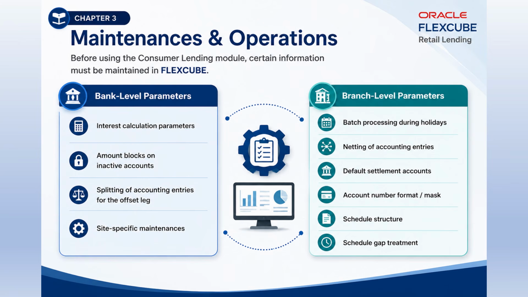At the bank level, this includes parameters such as interest calculation, amount blocks on inactive accounts, splitting of accounting entries for the offset leg, and site-specific maintenances. At the branch level, parameters determine areas such as holiday batch processing, accounting entry netting, settlement accounts, account number formats, schedule structure, and schedule gap treatment. These parameters establish the processing behavior that FLEXCUBE will follow for consumer lending.